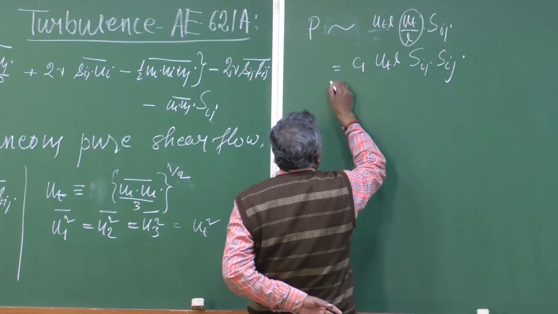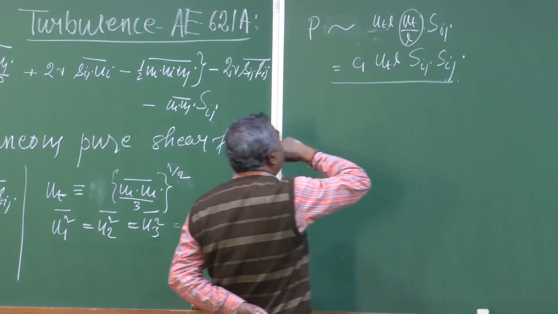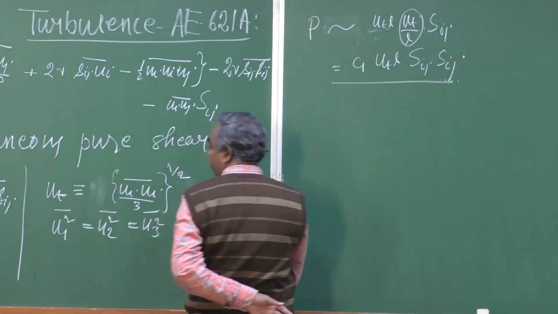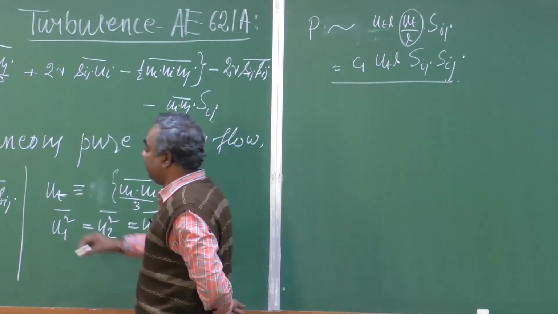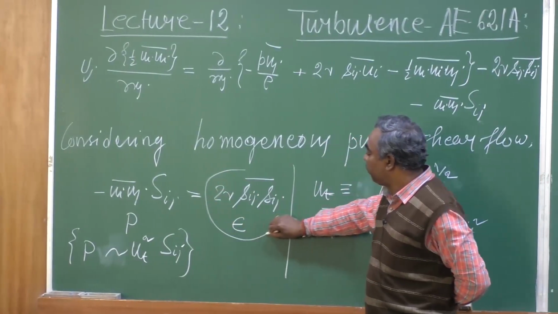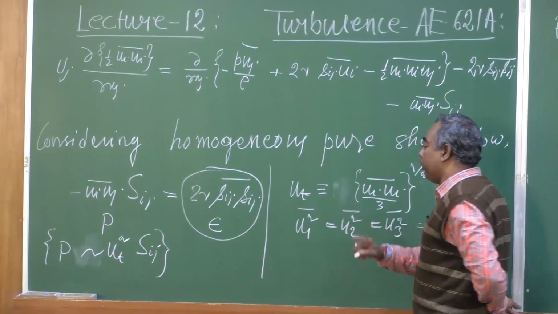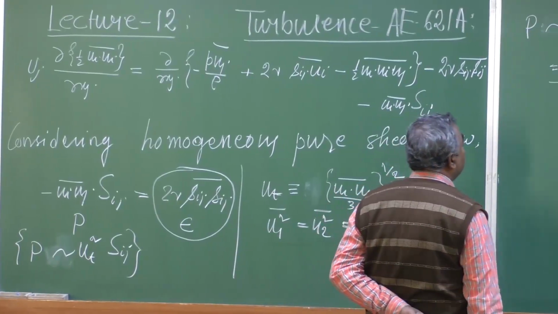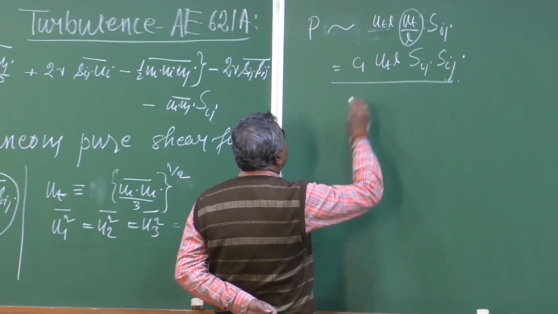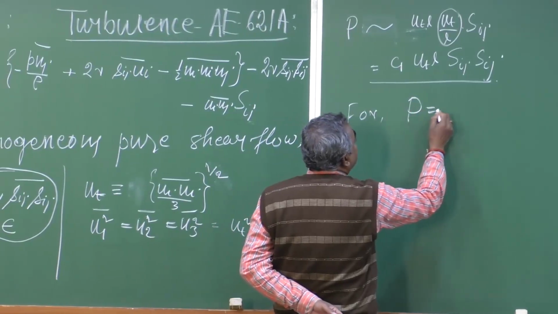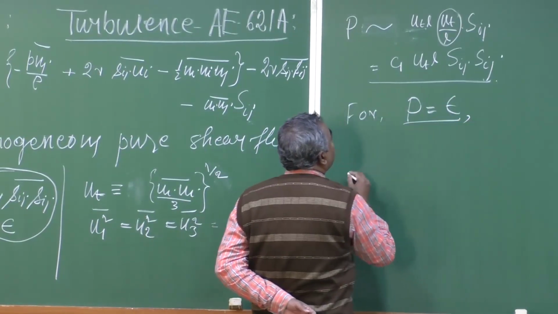Okay. So, this is our production term, and our dissipation term is once again this. So, now when production balances with dissipation, we can write from this. So, for production balancing dissipation, we get what?